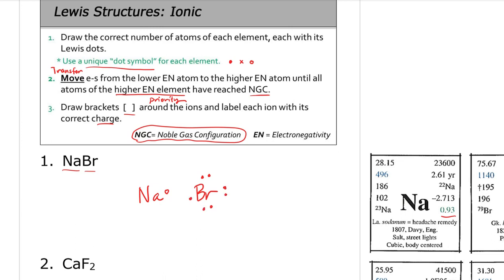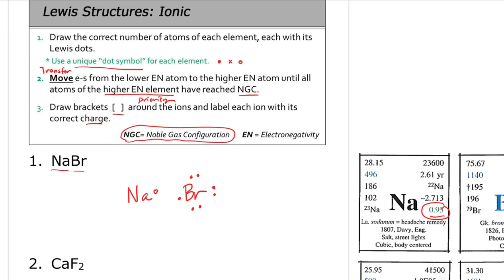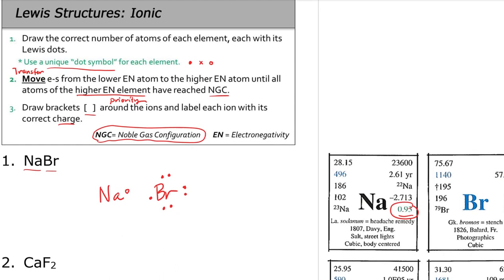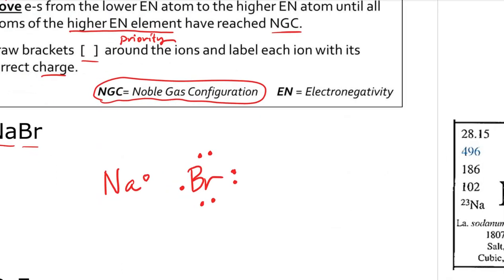The next step is to move electrons from the lower electronegative, and that's our sodium, remember, that's 0.93 over here, to the higher electronegative, and that's our bromine atom. So we're going to move electrons from sodium to bromine until the bromine, which is the higher one in electronegativity, has reached its noble gas configuration of 8. Well, it's a really simple first example, but basically all it's going to mean is this electron gets moved over to bromine. Bromine has a stronger electronegativity.